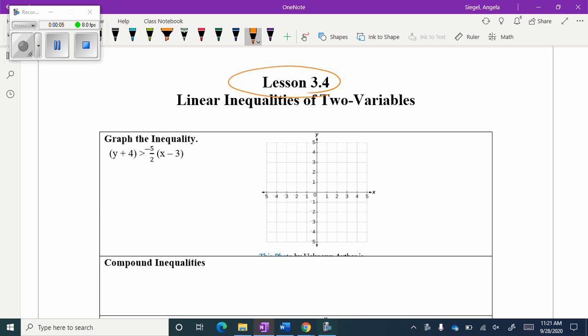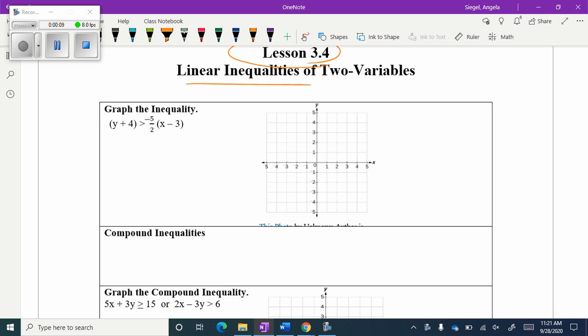We're going to talk about linear inequalities today. And so we're going to graph this inequality. Notice that it's in point slope form. So I'm going to grab a point, so 3, -4 from those two places. So 3, 1, 2, 3, 4, right there.